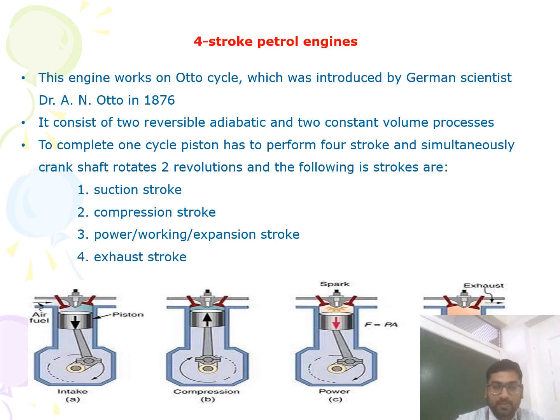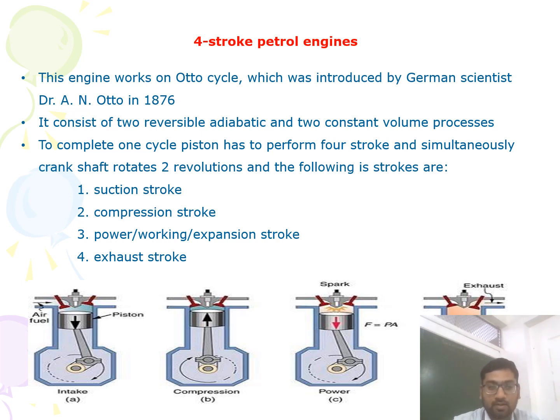Due to this pressure difference, the charge, which is made by a carburetor, comes into the cylinder. The crankshaft makes half a rotation, meaning 180 degrees of crank revolution. At the end of the stroke, the cylinder will be full of charge with petrol and air.